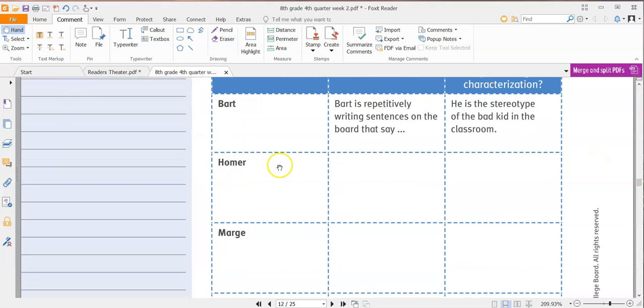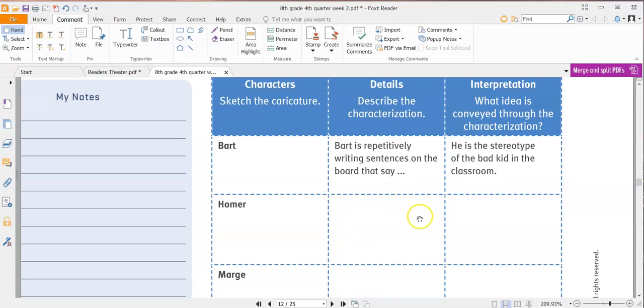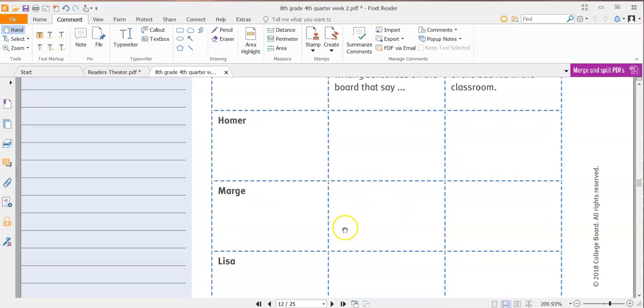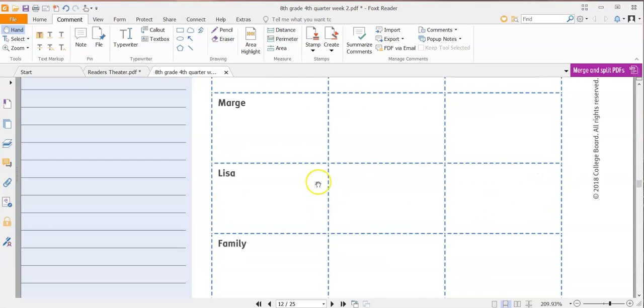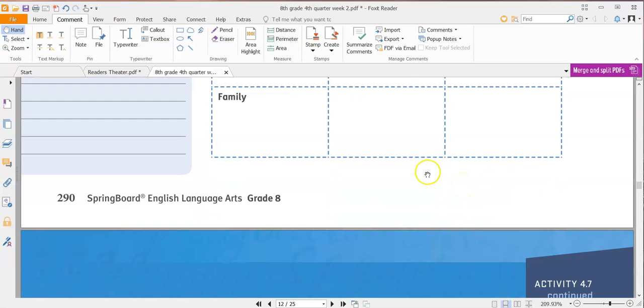Then Homer Simpson, you're going to describe the characterization here, and then your interpretation, like what does that mean to you? So like what is he doing? What are they showing him doing? And then what's your interpretation of his personality based on what they're showing him doing? Marge, what is she doing? And then what's your interpretation of what she's doing? And then Lisa, what is she doing? What is your interpretation of what she's doing? And then finally the whole family, what are they doing? And what is your interpretation of what they're doing?